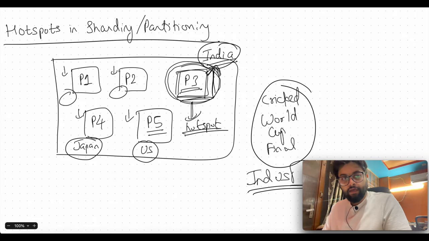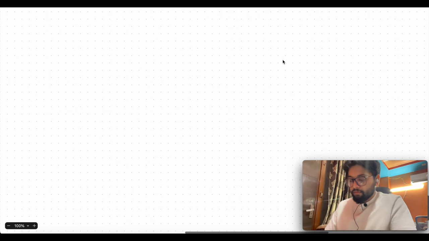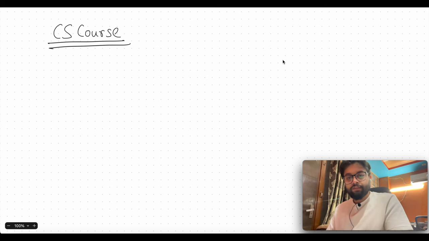Now let's try to understand how this hotspot can happen in our previous example. So I'm going to scroll down here. Earlier we had an example of a CS course where students were trying to register into the course. Earlier we partitioned the student data by name. But this time we'll try to partition the student data on the basis of timestamp, or the particular day on which they are trying to register into the CS course.